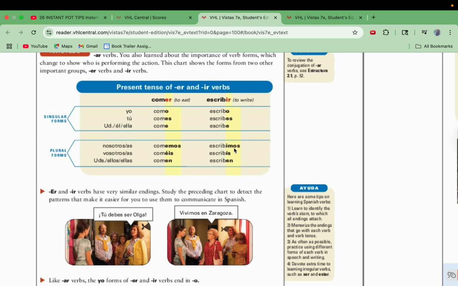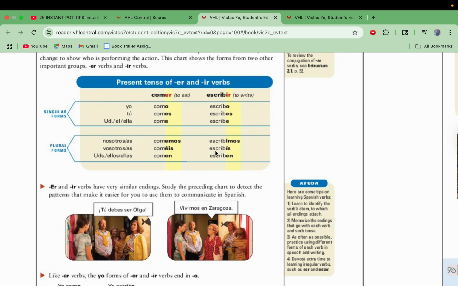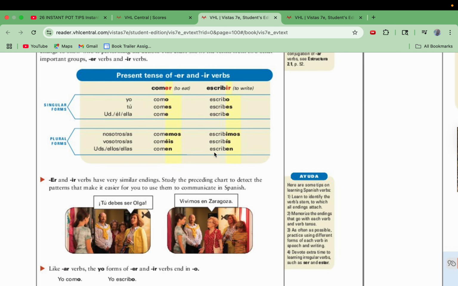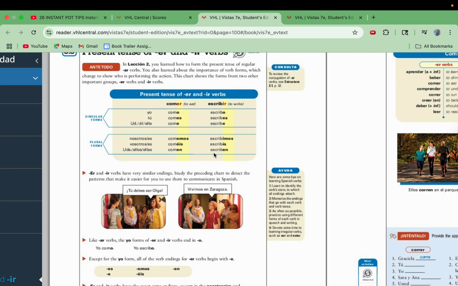You want to say we write, escribimos. Escribimos. Hear the difference in the vowel. Comemos, escribimos. Make sure you work on your vowels. Vowels are important in Spanish because they convey meaning. The difference between we eat, ER verbs, we write, IR verbs. Comemos, escribimos.